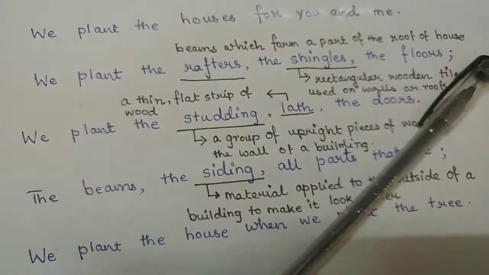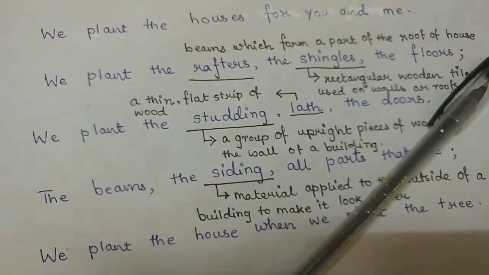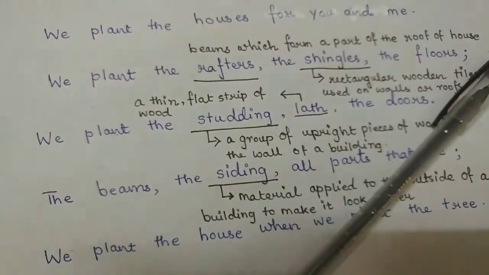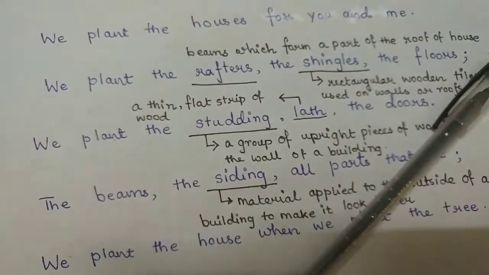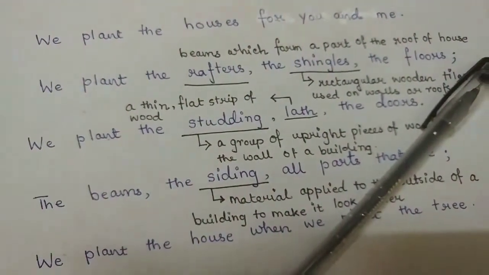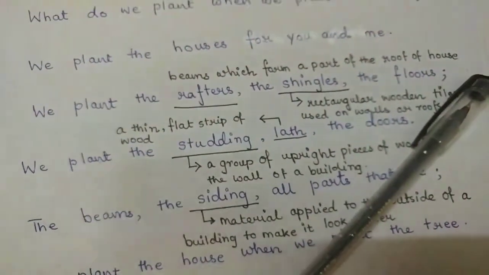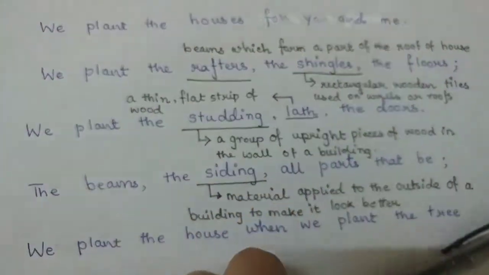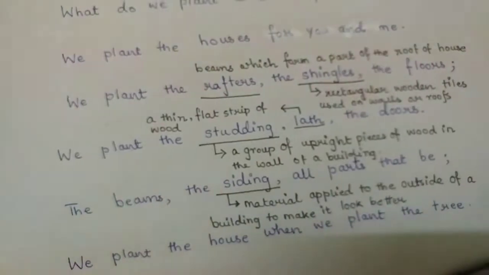We plant the rafters, the shingles, the floors. So now he describes the parts of the house that support the house. First is the rafters, the beams which form the part of the roof of the house. Now comes the shingles. What are the shingles? The shingles are the rectangular tiles which are in fact used on the walls or the rooftops.